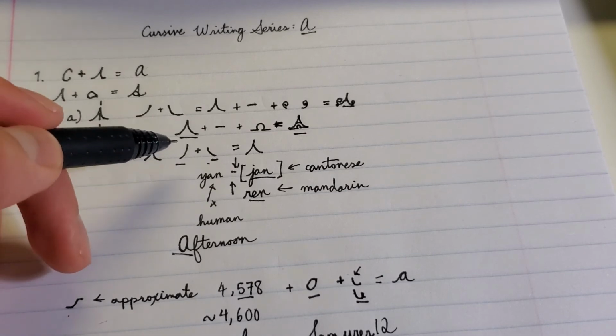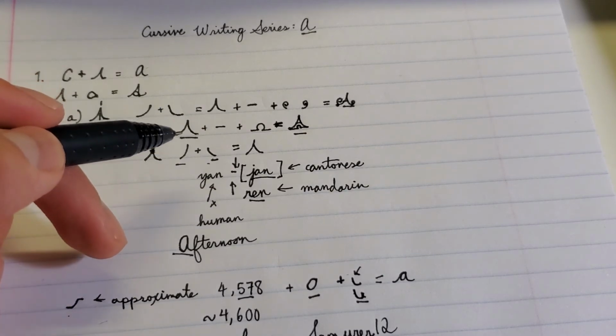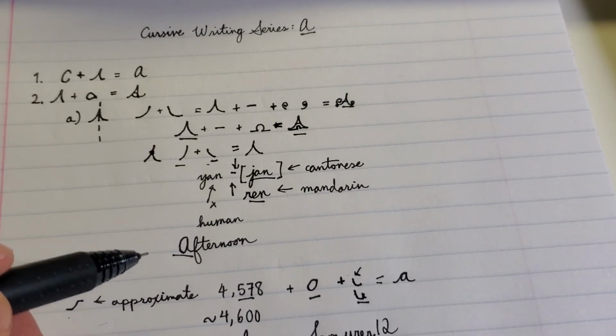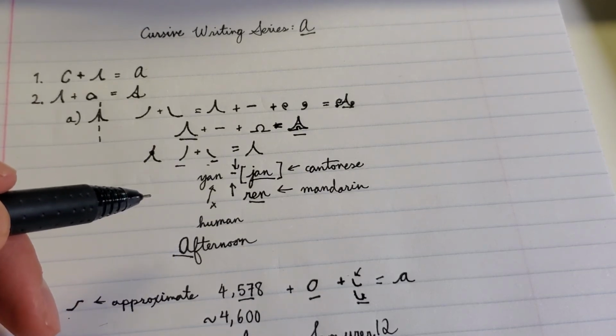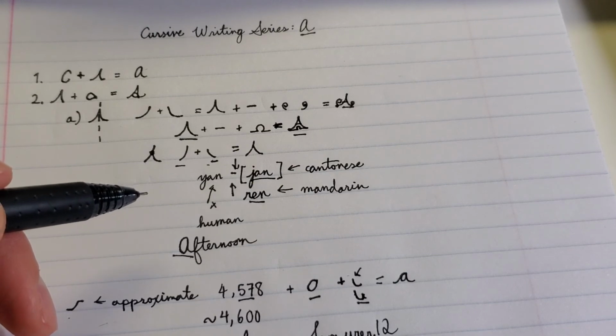And of course the yan. Remember, it is a long stroke to the left and a short stroke to the right, and can be pronounced as yan in Cantonese and ren in Mandarin.